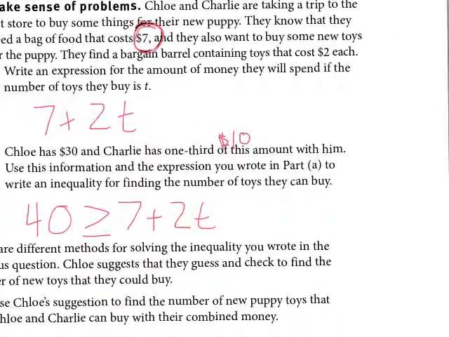Or I could have it this way. 7 plus 2T, so their bill is less than or equal to the money they have in their pocket, which is 40. So it doesn't matter which way you write it. Just take one of those, and now we're skipping number 2. So take one of those two inequalities, whichever one you wrote, and now solve it on number 3. Go ahead.